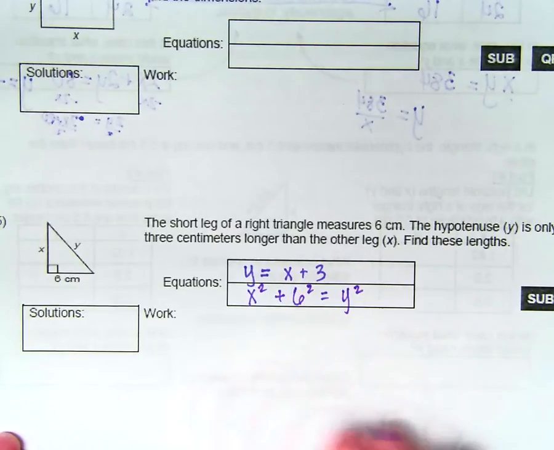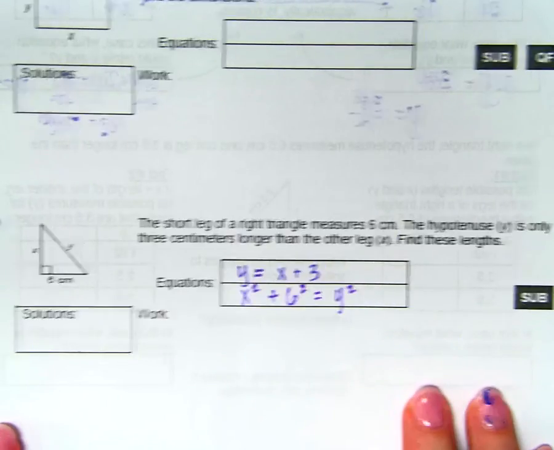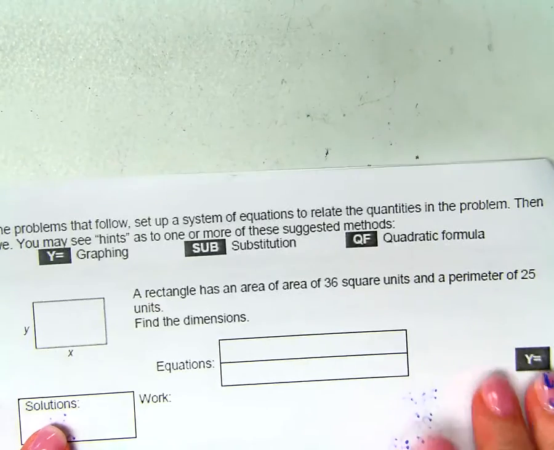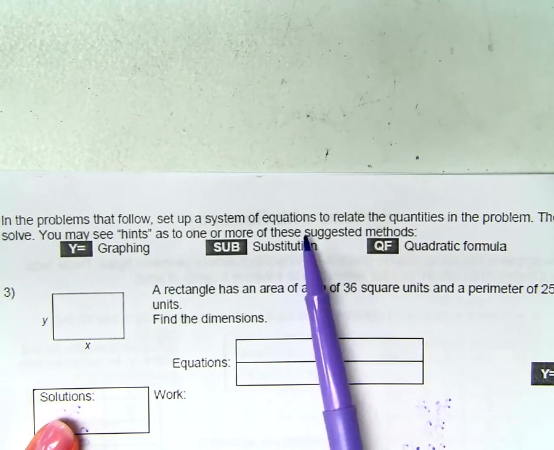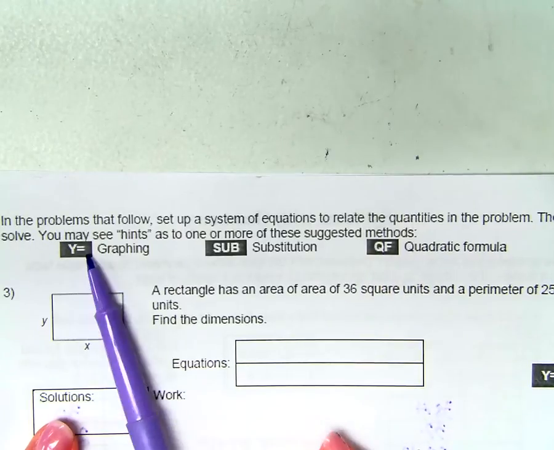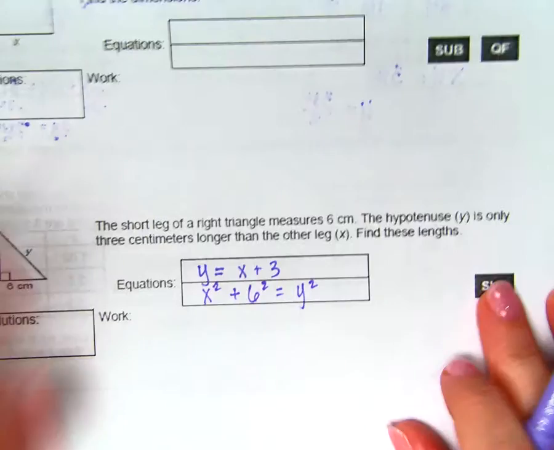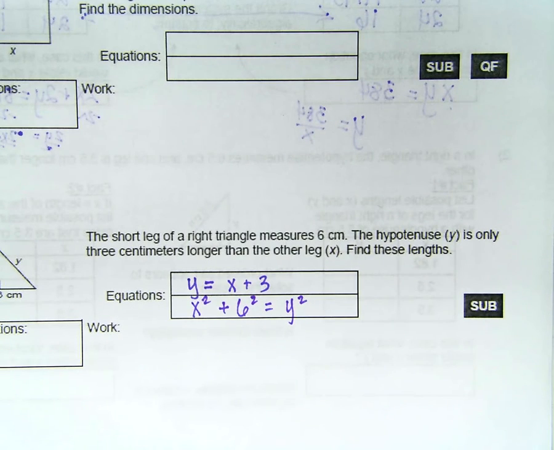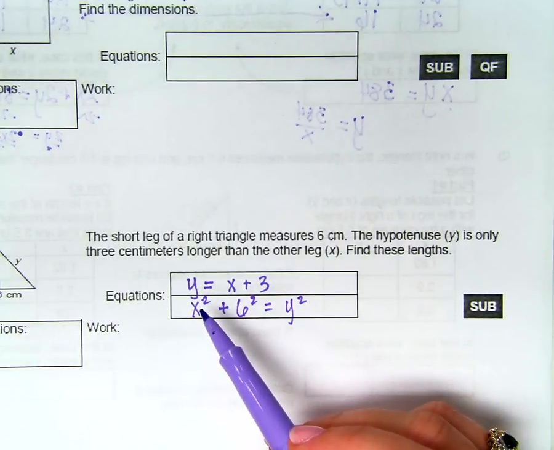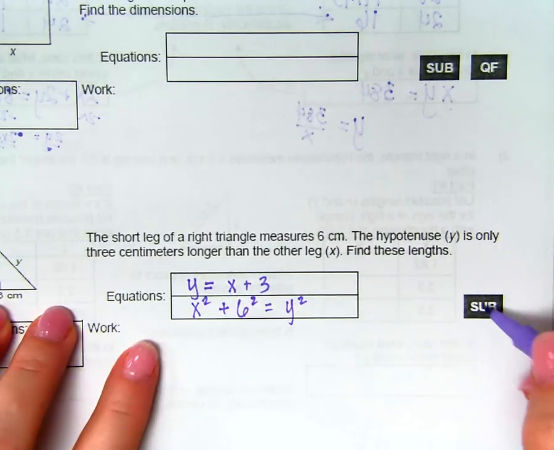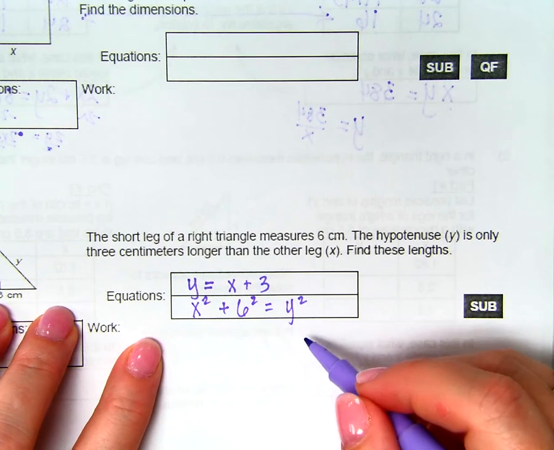Is that enough information to solve this system then? Yeah. Now, look what it tells you out here. This is a suggestion, and at the top of the page it says, in the problems that follow, set up a system of equations to relate the quantities in the problem, then solve. You may see hints as to one or more of these suggested methods. Why would they suggest substitution on this problem? Oh, because instead of y, you can put x plus 3. Yeah, one of the equations is already solved for y. The way we set it up was automatically solved for y. So they're suggesting substitution rather than having to try to figure out how to graph this second one, right?